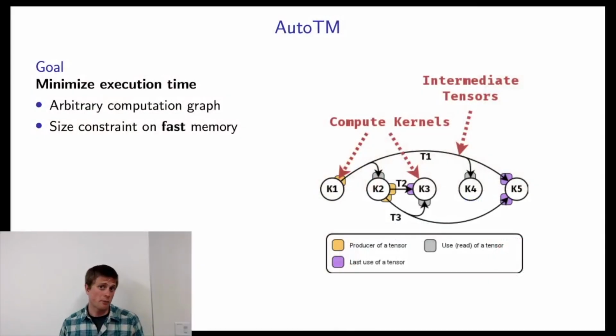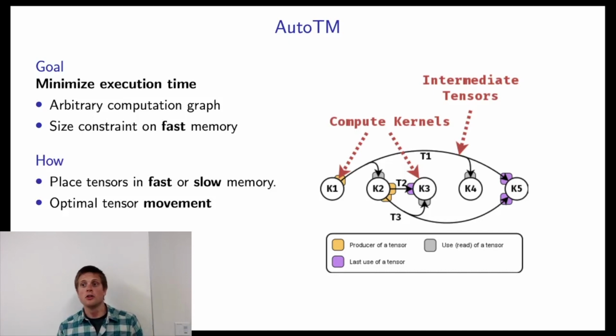AutoTM is built on top of the ngraph compiler, and in this compiler framework, neural networks are modeled as directed acyclic graphs, such as this shown on the slide here. The nodes in the graph are compute kernels, so this could be convolutions, poolings, activations, etc. And the edges between the graph represent tensors that model the data movement between kernels. The goal of AutoTM is to minimize the execution time of this computation graph with some size constraint on fast memory.